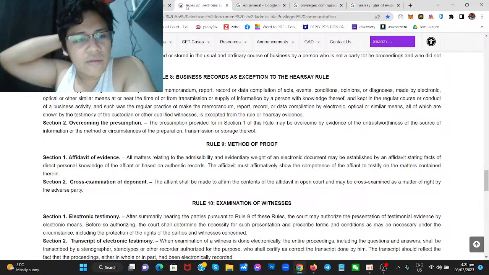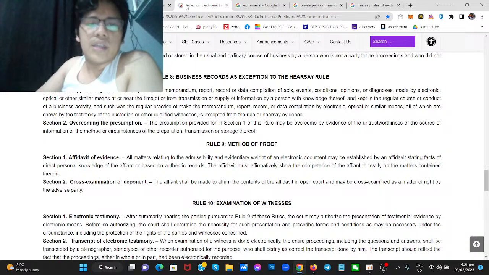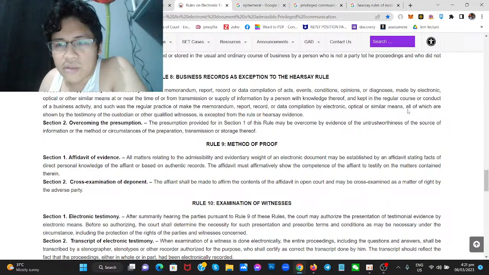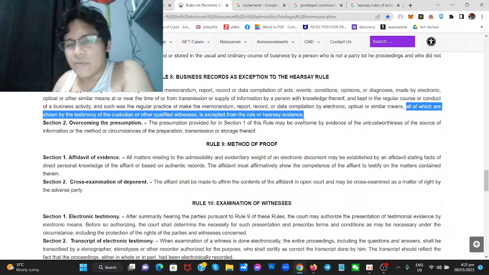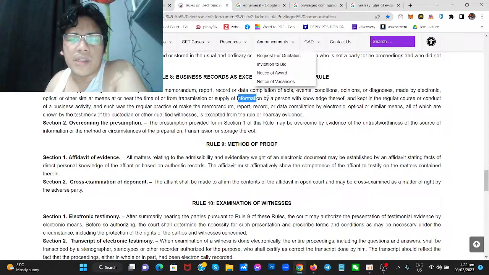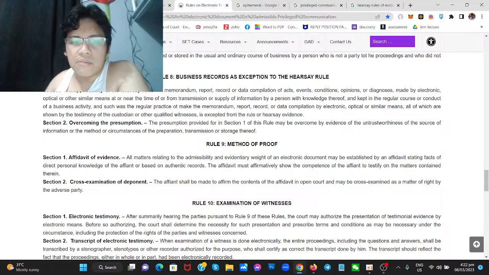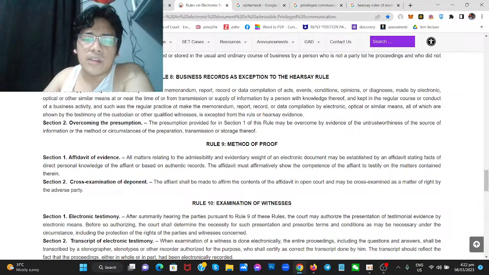And we're saying in Rule 8 that the hearsay evidence rule is not applicable in this. Why? It was just stated by the court in Section 1, all of which are shown by the testimony of the custodian or qualified witness. It's because of the different nature of its recording. It was digitally recorded, right? Because it supplies information, the knowledge of a person, regular course of conduct, and it was evidence. It cannot be retracted. It's a video. Nasabi ay nasabi na. And if you want to overcome the presumption, you must show the untrustworthiness of the source.